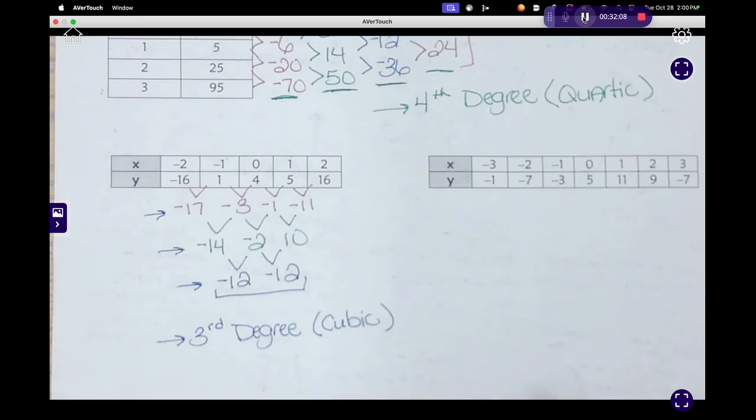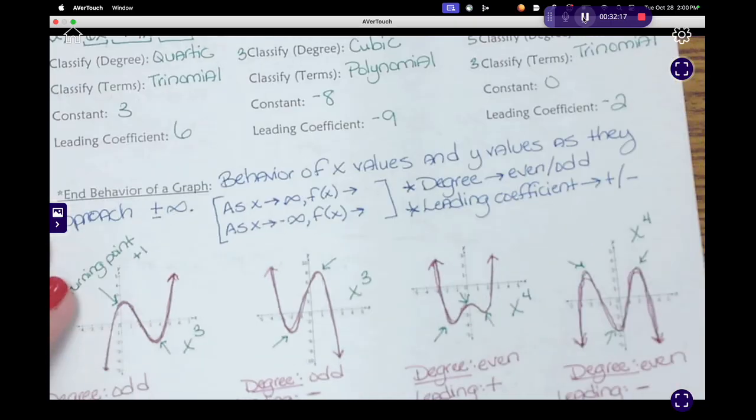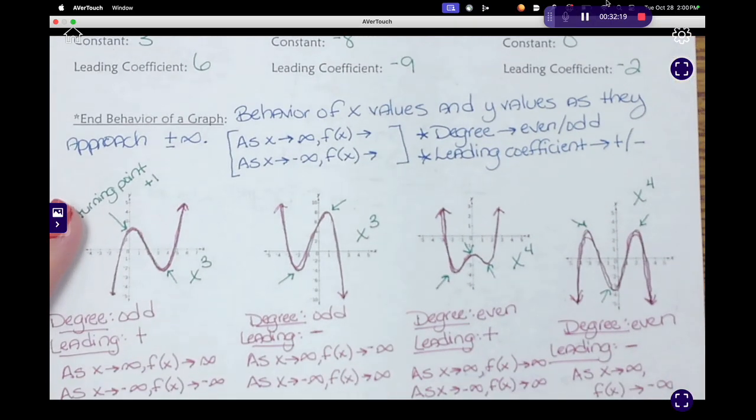Okay, so again, a lot of vocabulary today. One of the biggest concepts, making sure we can find degrees from either a table, a graph, or an equation, and then also being able to identify those end behaviors.